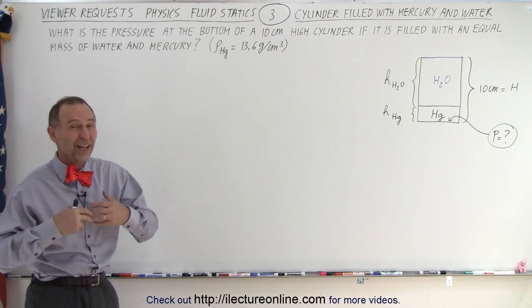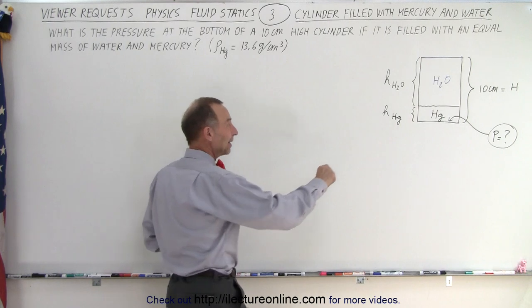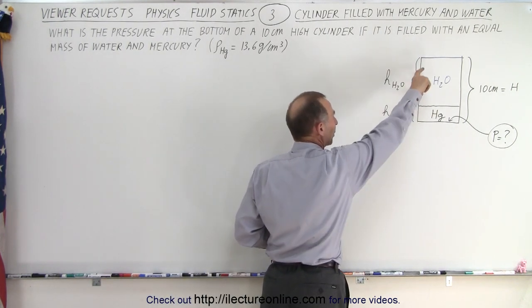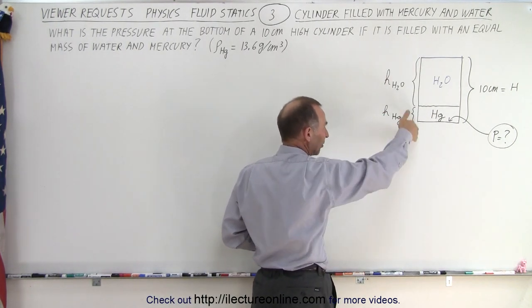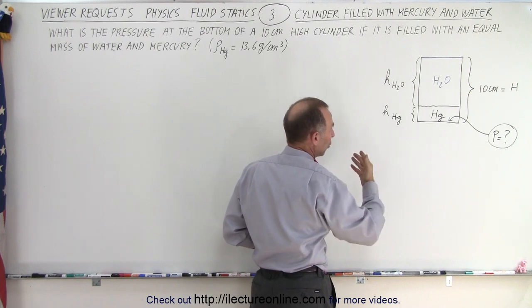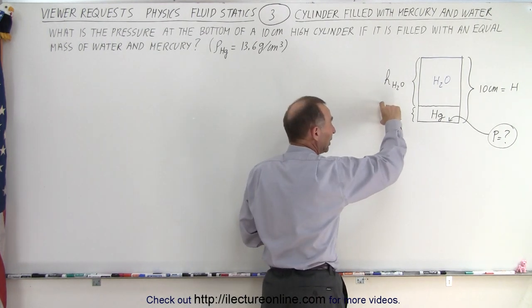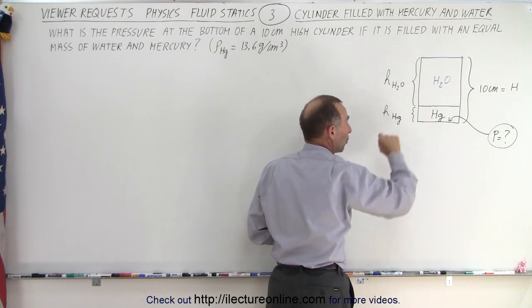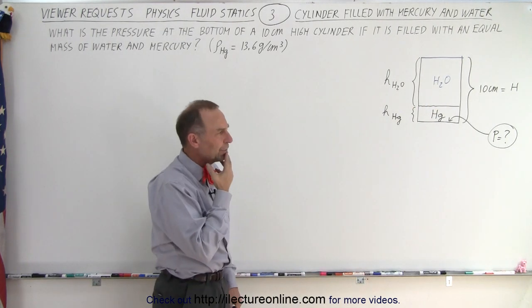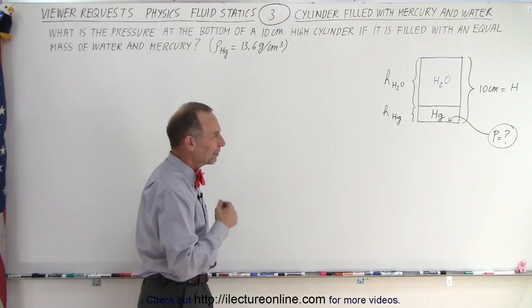Now, since mercury is a lot more dense, you would need a lot less volume of mercury compared to the water. The total height of the cylinder is 10 centimeters, so one of the things we're going to have to do is figure out the height, or depth, of the mercury and the depth of the water proportionally. So, how do we do that? How do we figure out the pressure?